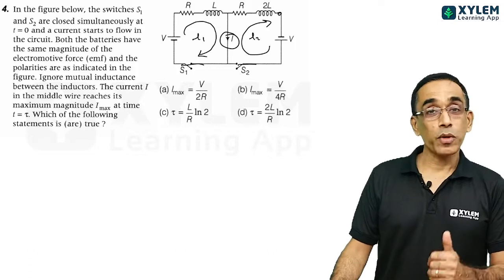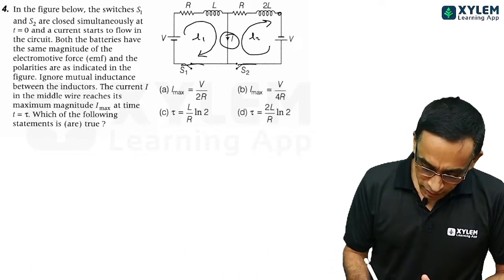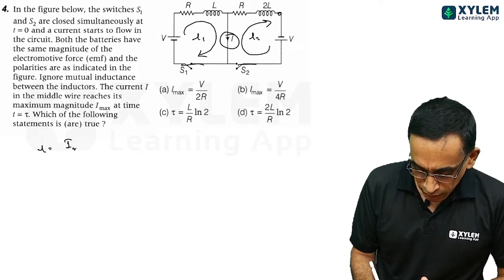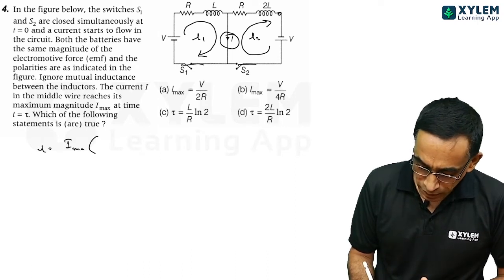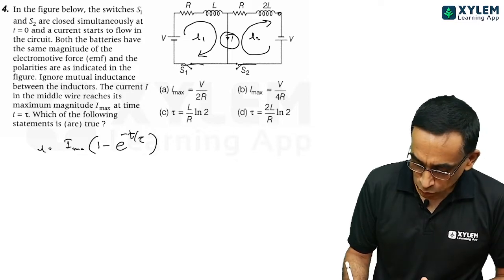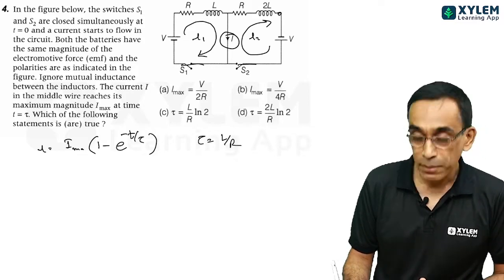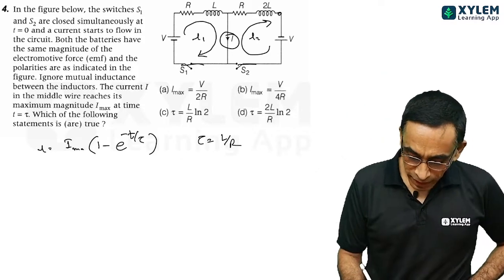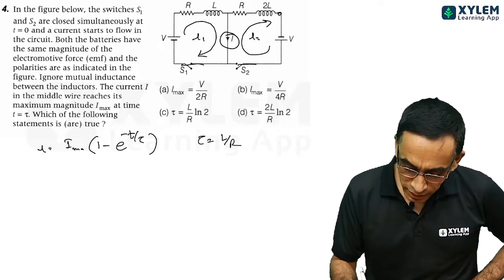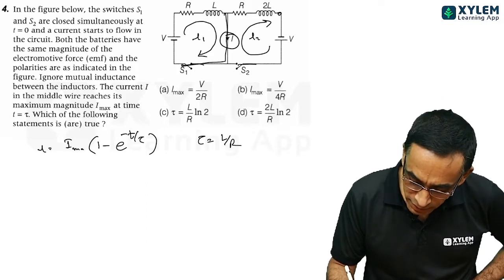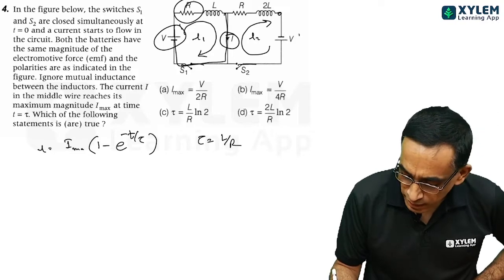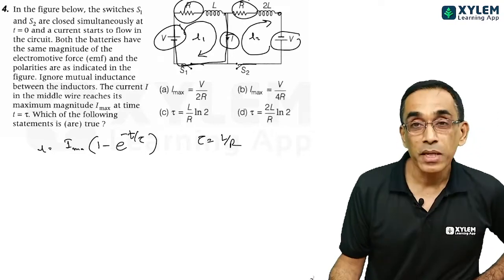First of all, how do we write the equation for transient current? The transient current in an inductor circuit is given by I equal to I maximum into 1 minus e raised to minus t by tau, where tau equal to L by R is the time constant. This is the general equation. Now, I maximum in the first circuit will be V by R. In the second circuit also, I maximum will be equal to V by R.